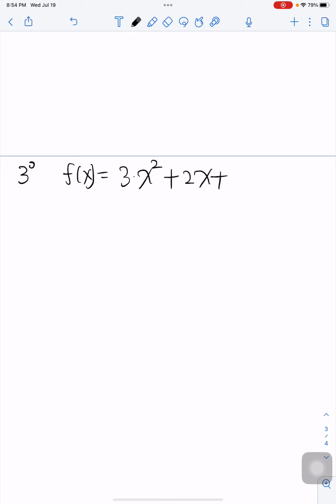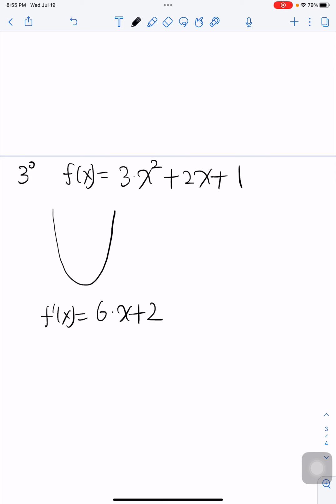So let me show a third example. Say you are given a polynomial f of x equals 3 times x squared plus 2x plus 1. For this function, the graph looks like this. This is called a parabola. And for this parabola, the derivative f prime of x is equal to 6 times x plus 2.